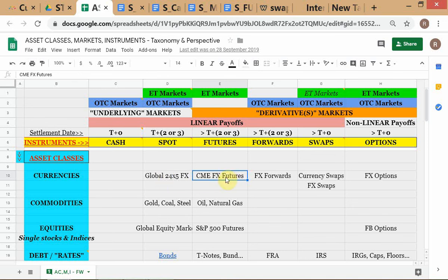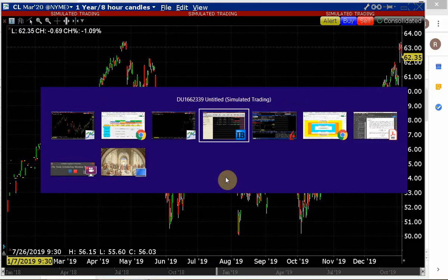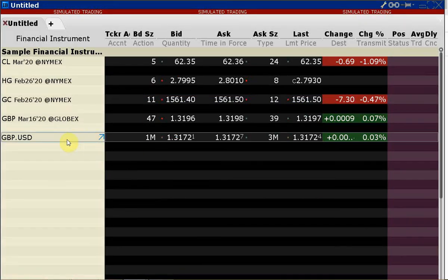The difference you can see is prices are not the same. The market is the same, cable, GBP USD is the market, but this is spot and this is futures. Are you following the scheme? And therefore you see that although the market is the same, because the instruments are different, the prices are also different. Is this clear? Can you see that? These prices are different.